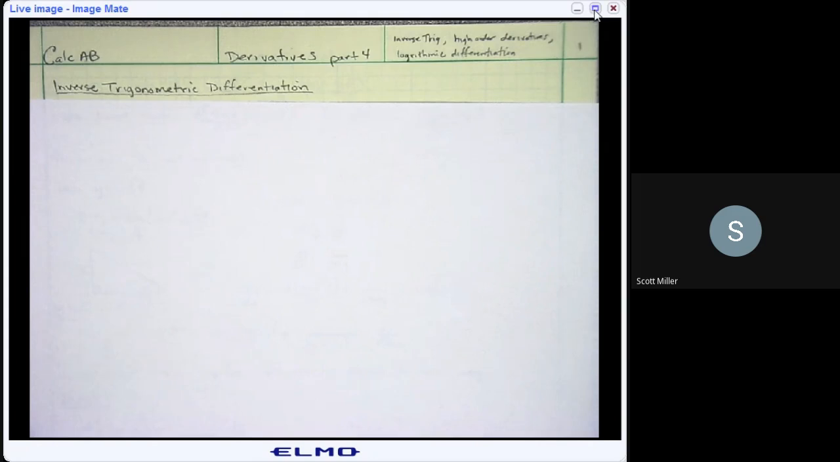Okay, so we're going to be looking at the derivative, part 4, the last of our little derivative rules. The first one here is inverse trigonometric differentiation. These are some rules that you're going to need to know. The first thing I want to do is show you how one of them came about, so you can see how all of them are done.